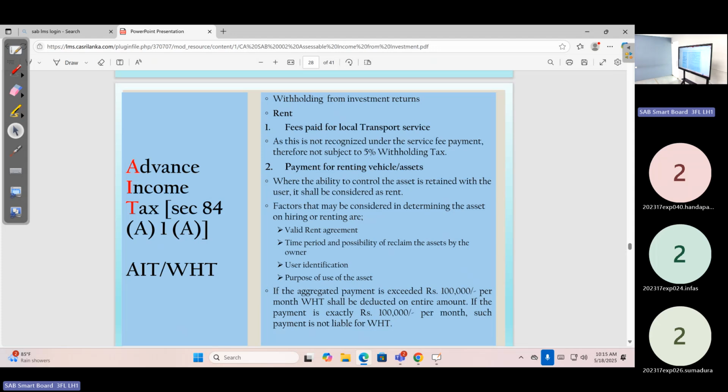So that is a transport service. It's not rent. The other thing is rent.